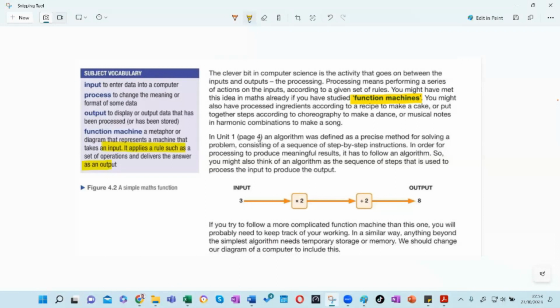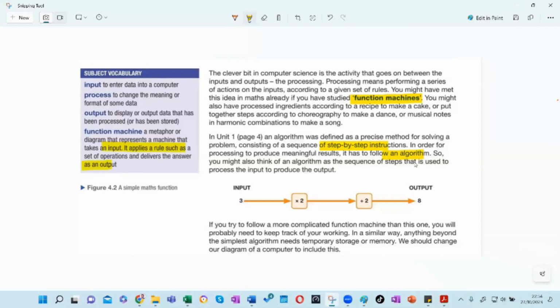In Unit 1, page 4, an algorithm was defined as a precise method for solving a problem consisting of a sequence of step-by-step instructions. In order for processing to produce meaningful results, it has to follow an algorithm. What is an algorithm? It's a step-by-step process to a solution.